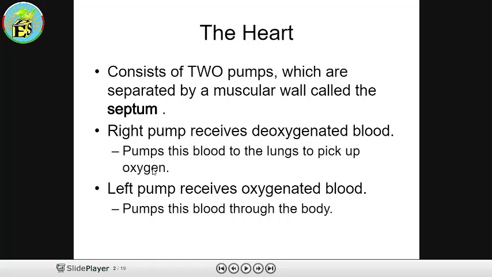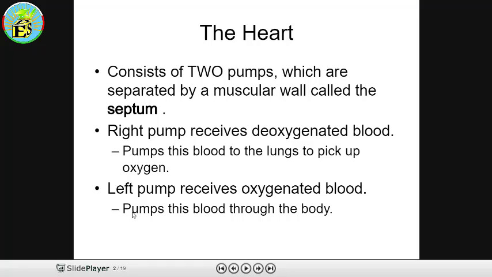How will it pick up the oxygen from the lungs? As we already know, we breathe in to push oxygen inside our lungs, and we breathe out to throw carbon dioxide outside our lungs. So there is always an excess amount of oxygen present in the lungs. So what is the function of right pump? Right pump receives the deoxygenated blood and pushes that blood without oxygen towards the lungs. Why? To pick up oxygen. Hope you understand the function of right pump.